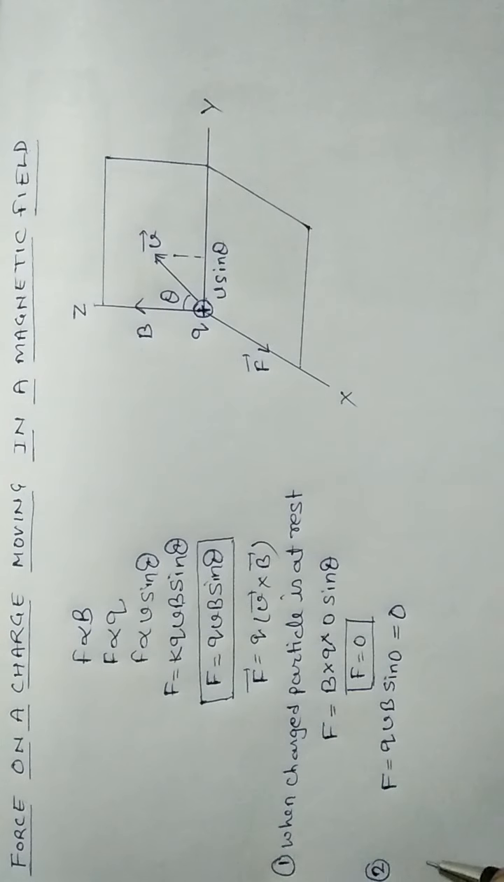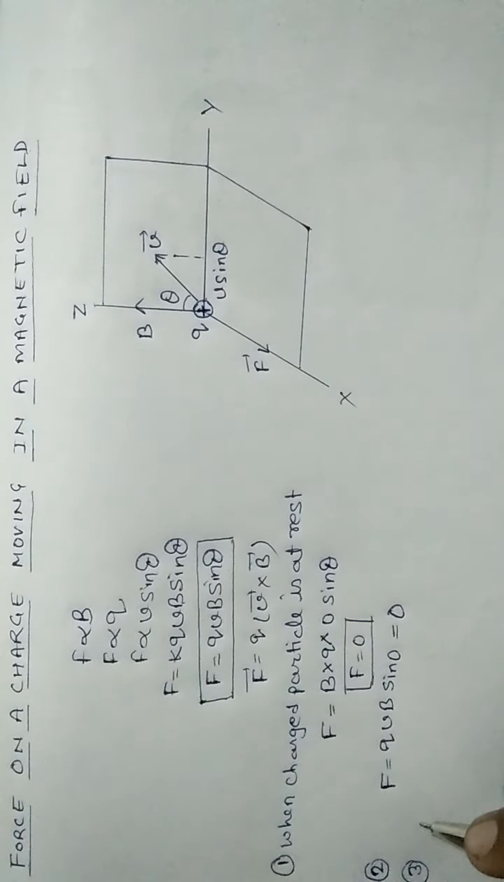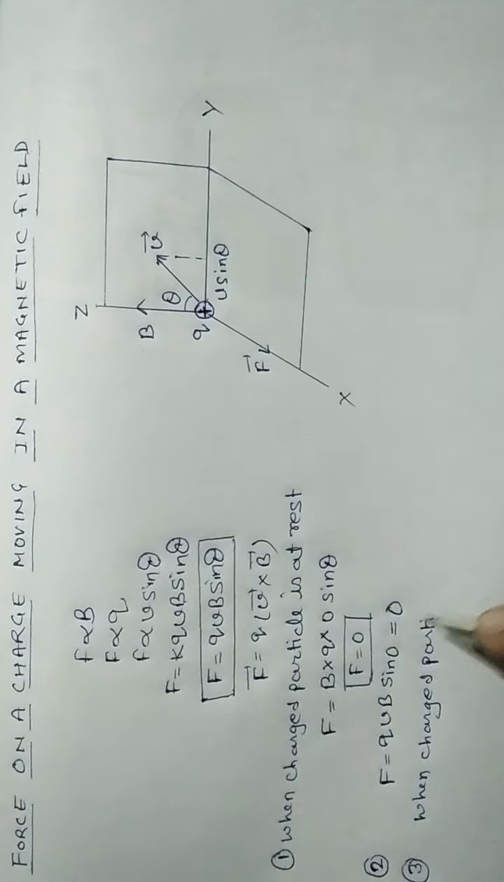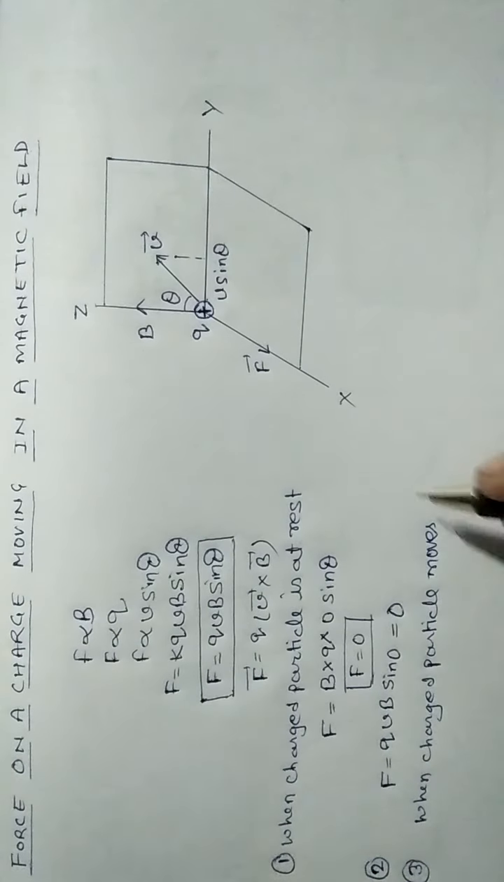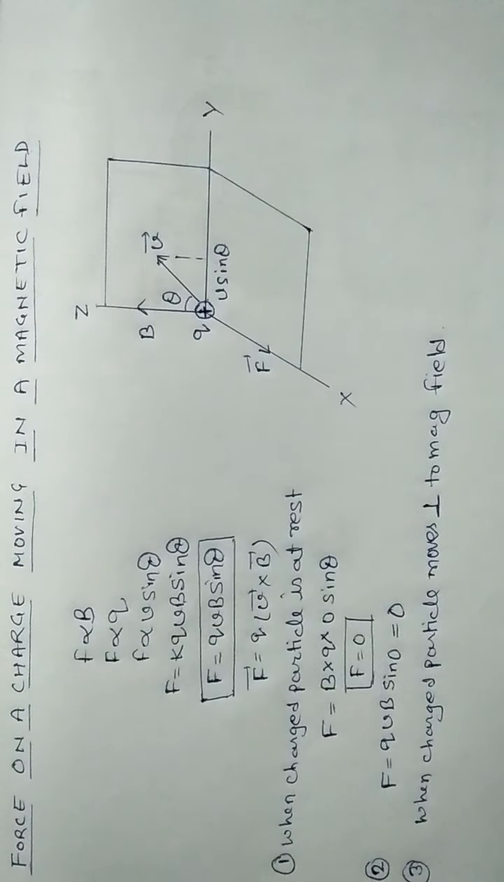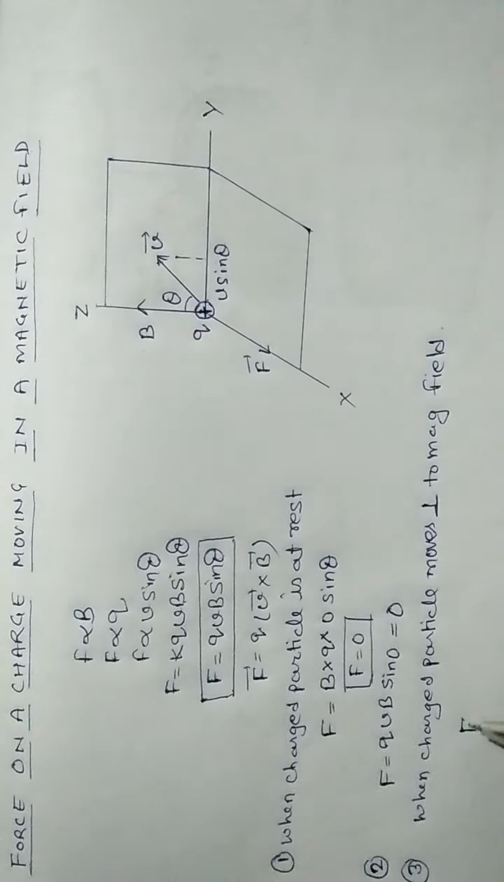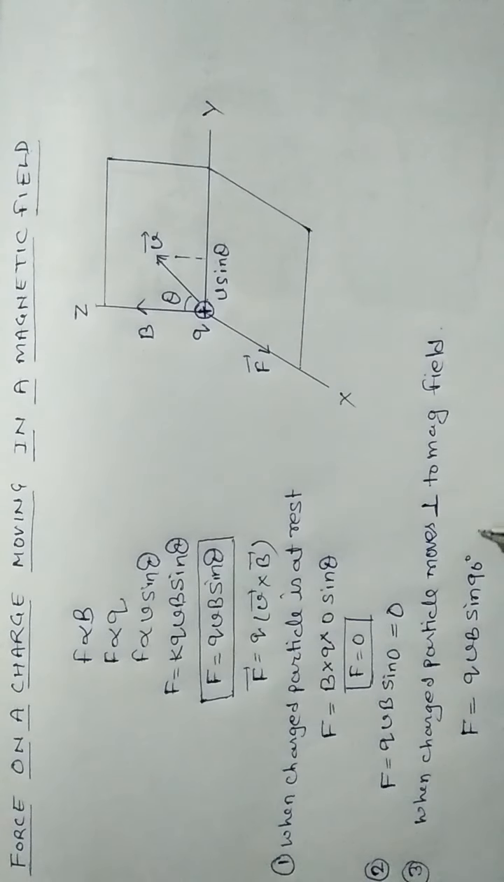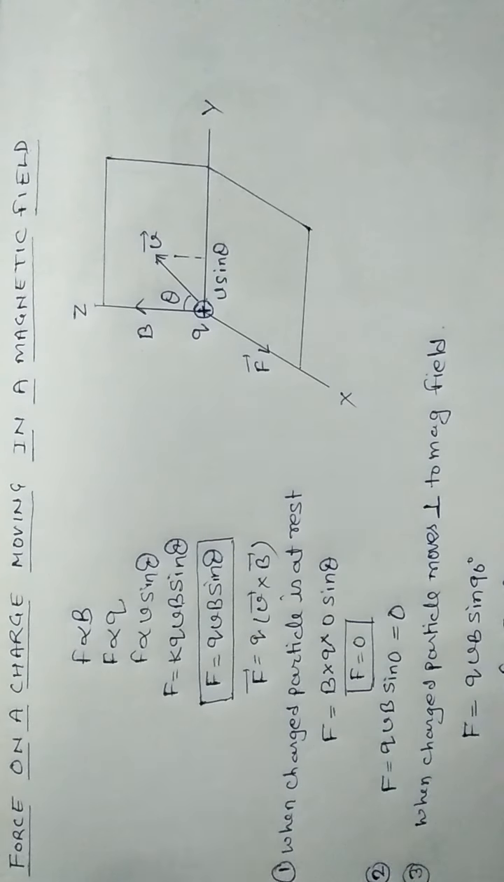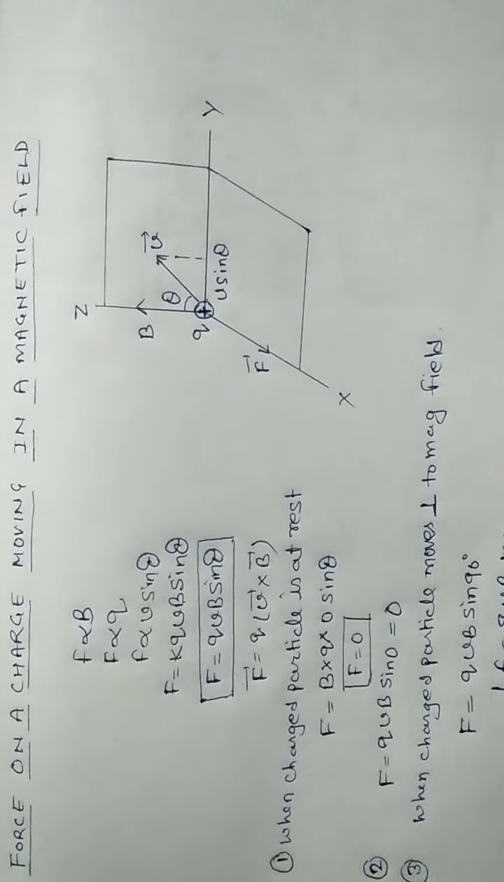Now the third situation: when the charged particle moves perpendicular to the magnetic field, in this situation the force experienced by the charged particle will be F is equal to QVB sine 90, meaning F is equal to QVB, and this is the maximum force experienced by a charged particle.